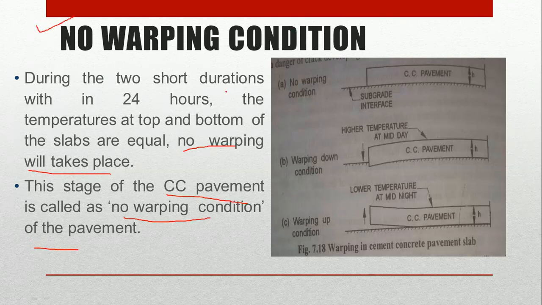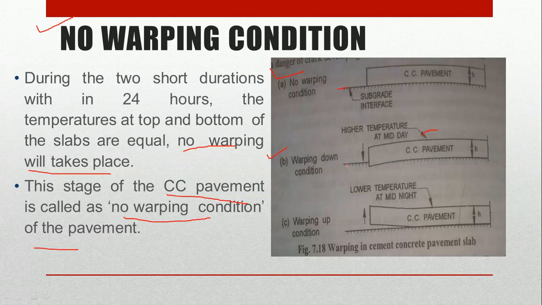What does it mean? In the entire 24 hours, for a too short duration, there are no variations, that is, the subgrade is at the horizontal level. You can observe the first figure indicates the no warping condition. The pavement has the same shape, with no hogging or sagging of the pavement here. And here you can observe the warping down condition, which is when the temperature is high, that is daytime, the higher temperature at the midday.